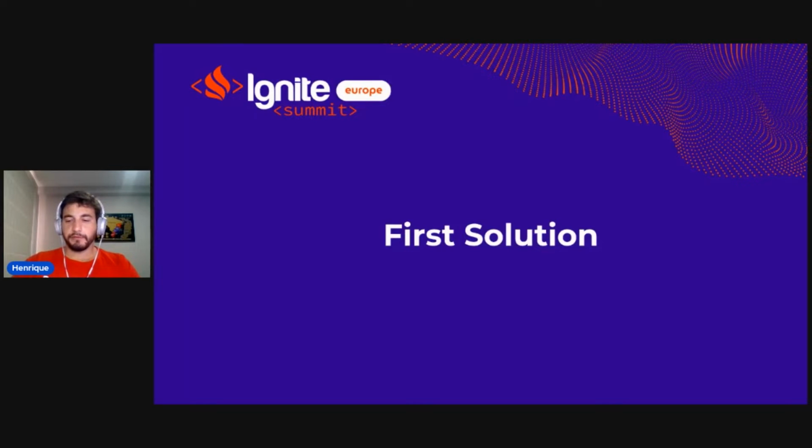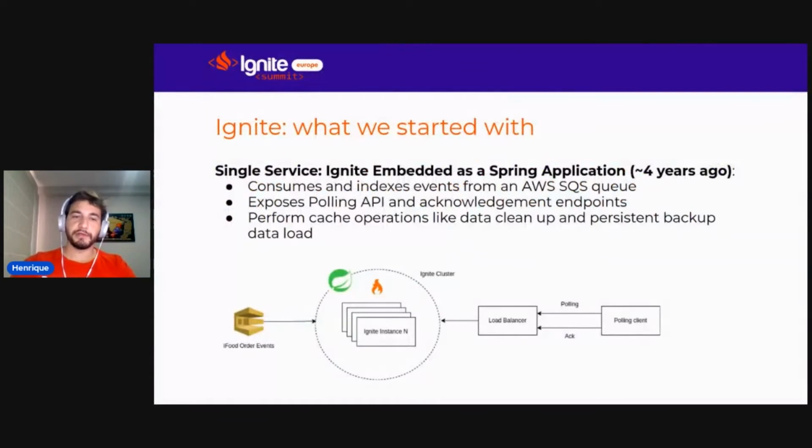For the first solution we came up with using Apache Ignite, we had a single service, which was an embedded Ignite together with a Spring application. This was almost 4 years ago since we started to work with Apache Ignite. That application was responsible for consuming and indexing events on the cache by processing an AWS SQS, also exposing polling API endpoints and acknowledgement endpoints, and also performing cache operations like data cleanup and the persistent backup data loading, which was a third-party database.